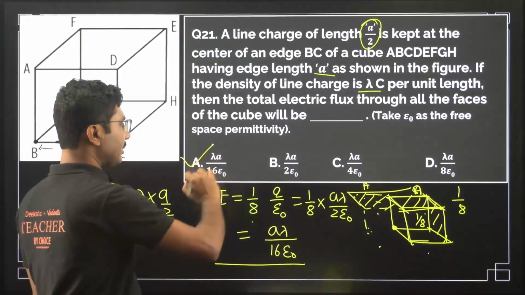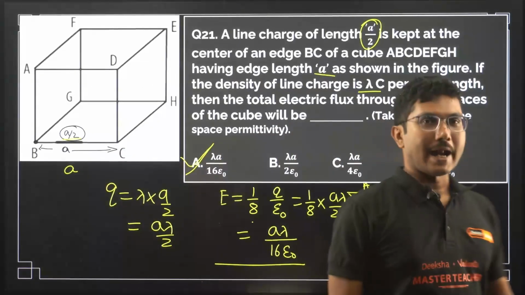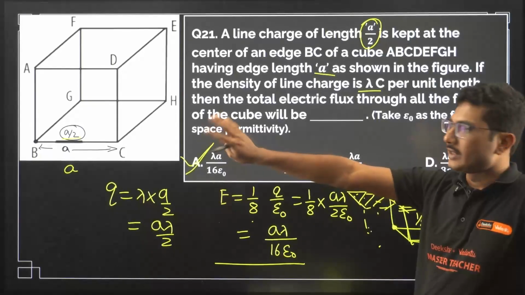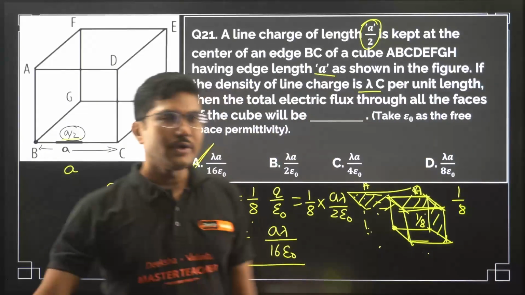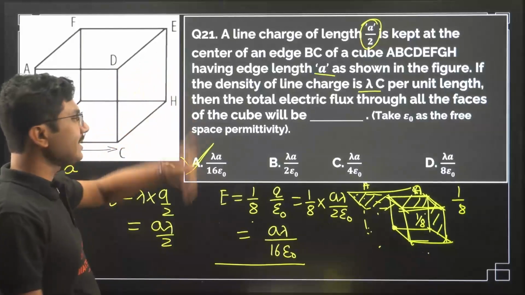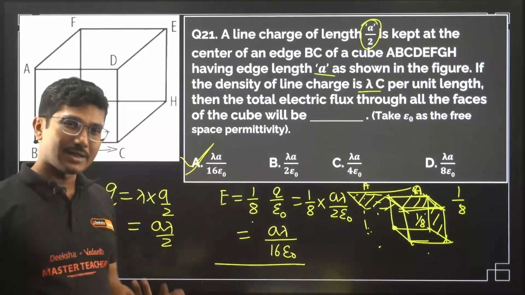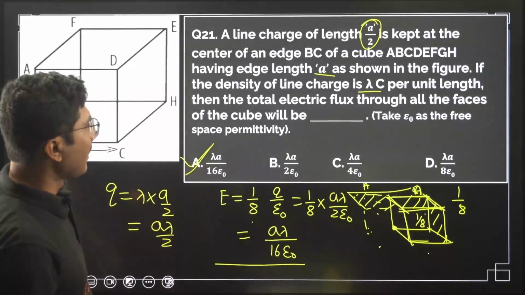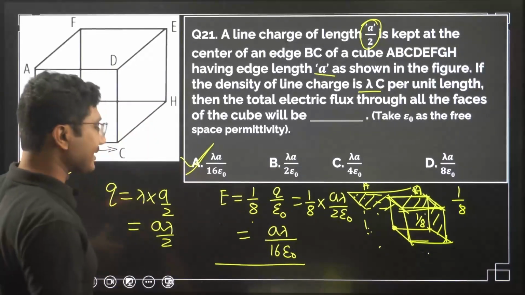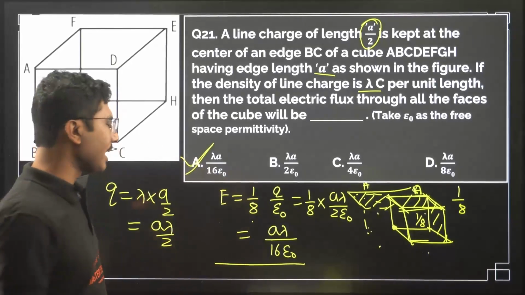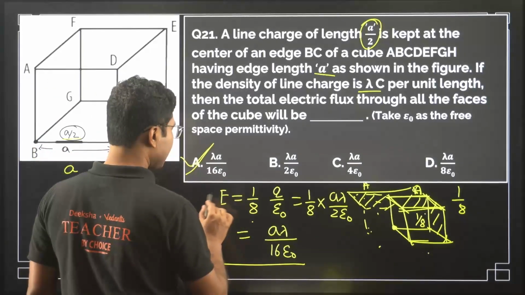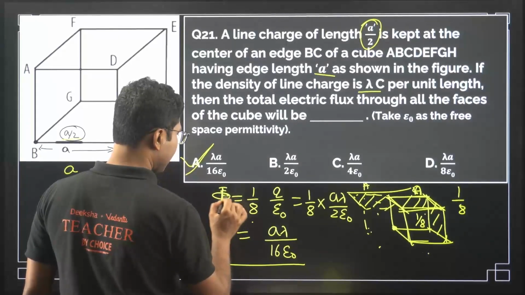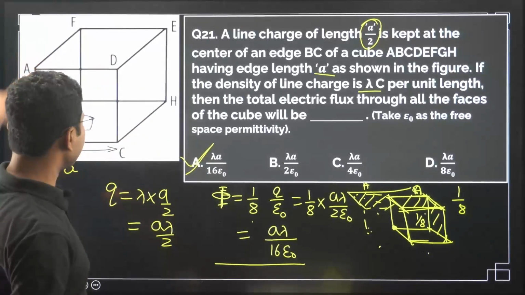So you just need to calculate the flux, and then you have to take 1/8 in case of cube related questions. This is the easiest way to solve such questions. In case of each surface, you have to divide it by 6. That's it. Actually it is not electric field, it is electric flux through all the surfaces, sorry, that was my mistake. It is electric flux through all the surfaces of this cube.